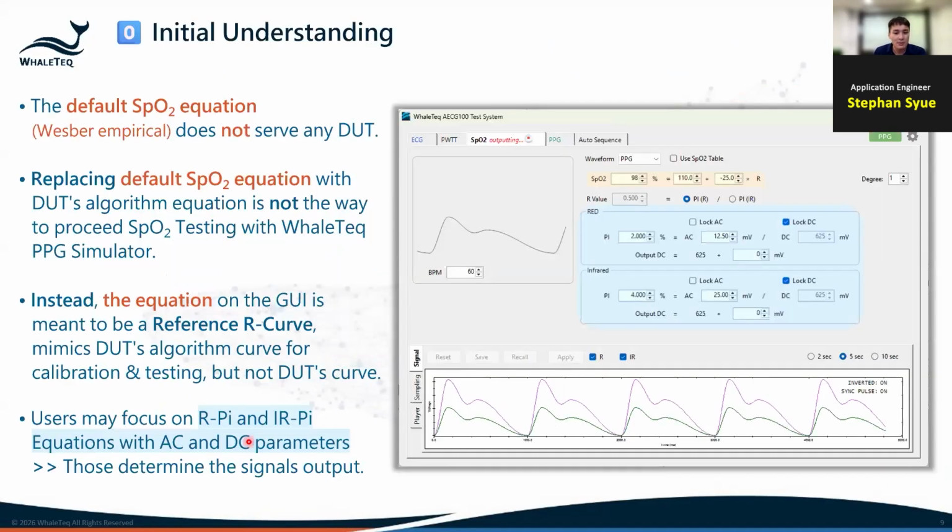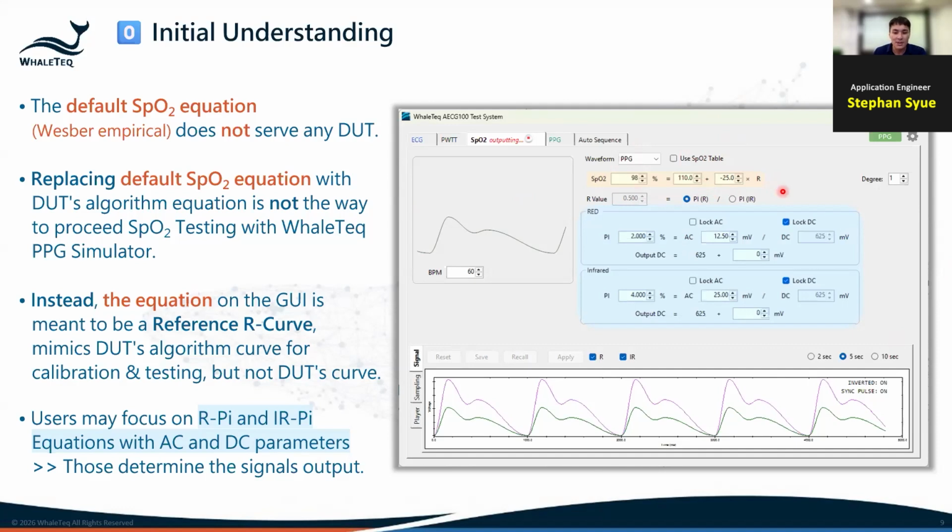Yeah, the most important thing is understanding the reference R curve, or you can call it the bench R curve. And there's a common misconception that people think they should program their calibration curve into here, because we have some drop-down buttons, we have columns to enter, but please don't do that. The equation in the ACG software is not the DUT's internal calibration curve. It is a benchmark curve that mimics the shape of the DUT's algorithm for the purpose of the simulation.